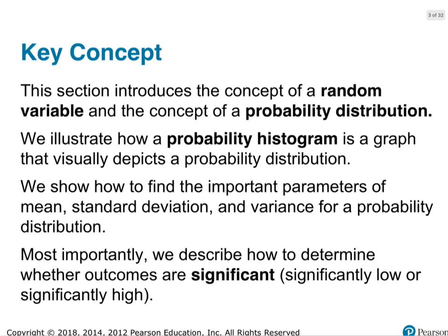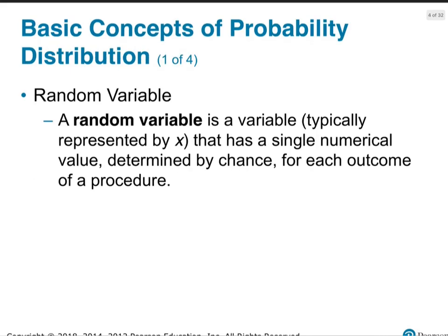It's the concept of a random variable. That just means a variable that can randomly change numbers. And the concept of probability distribution. A probability histogram is a graph of that. That's probably enough said. Let's move on.